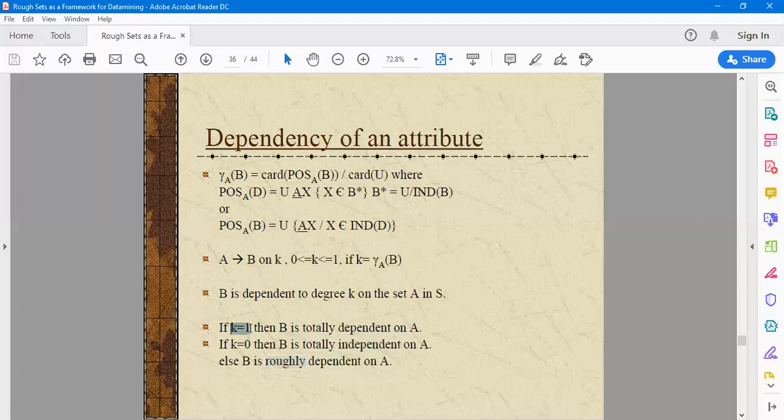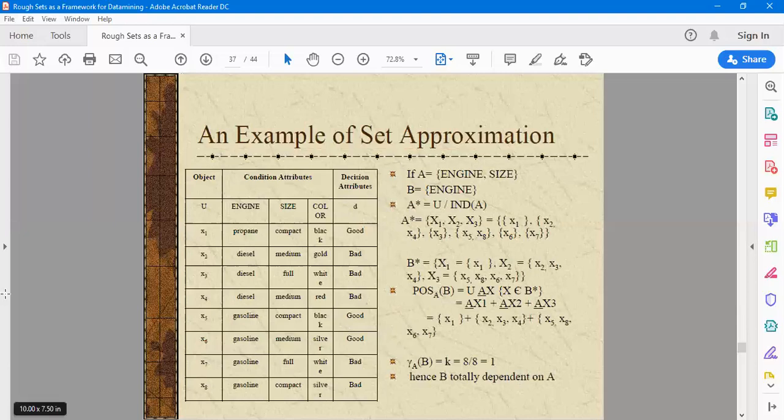If k is equal to 1, that is dependency is total. 1 means total because the value of k is between 0 and 1 only, so 1 is the highest. If it is highest, then it is totally dependent. If it is 0, it is totally independent. And if it is in between, then it is rough. That means it is a maybe type of case. So this will be more clear with the help of an example.